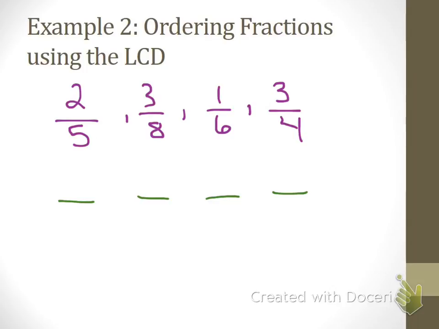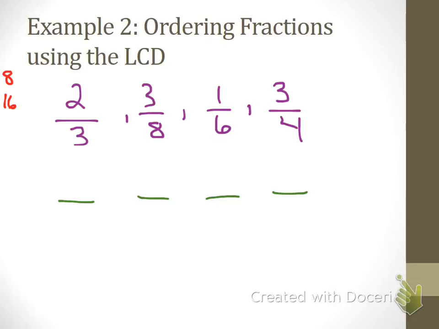Well, how do I start? I take the largest of the denominators, which is 8. Do all the numbers go into 8? No. So now I'm going to start listing multiples. You can do this either with mental math or you can write it off on the side. I go 8, then 16. Do all the numbers go into 16? No. So keep going until you find an LCD and then go ahead and create all of your equivalent fractions.